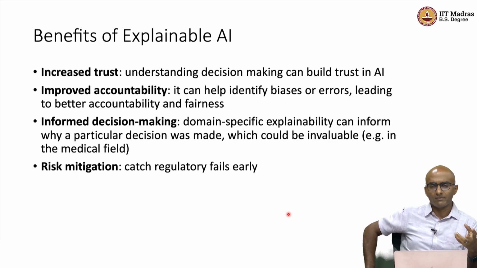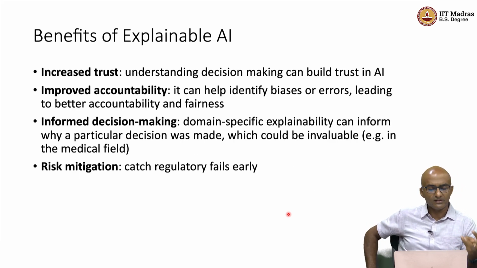So the benefits of explainable AI is firstly increased trust. You've got to get the decision making that AI does to be understood and therefore to be trusted. Second is improved accountability. Here it can really help in identifying biases or errors much earlier than otherwise, because the process of explaining a decision makes you go through the rigor associated with testing for perturbations, testing for noise, testing for representative samples, etc. So that gives you better control of accountability and fairness.